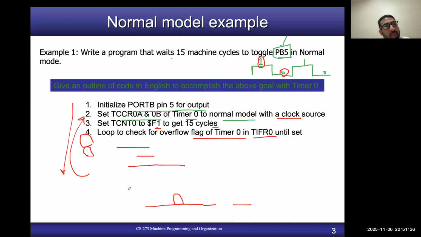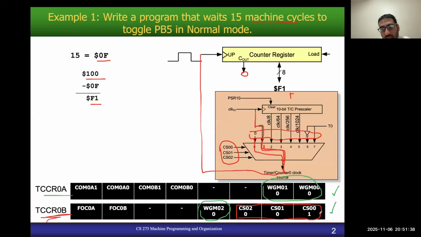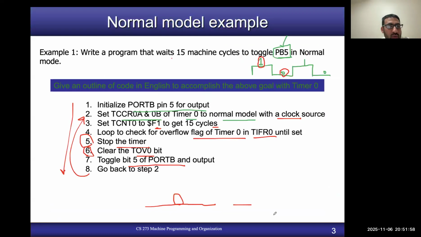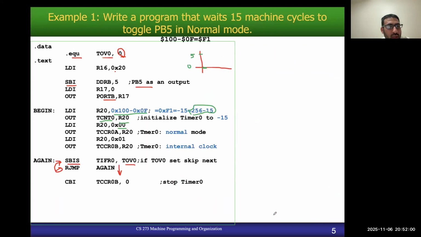And how do we stop the timer? If we go back, we started the timer by writing here the value of 001. And how can we stop the timer? If we select this input, which is actually no clock, right? So we need to write 0 here. So instead of writing the whole register, I can simply say clear the 0th bit of the control register B, right? And this is what we are doing here. Simply we are saying clear the 0th bit of the control register B. Now your timer will be stopped.